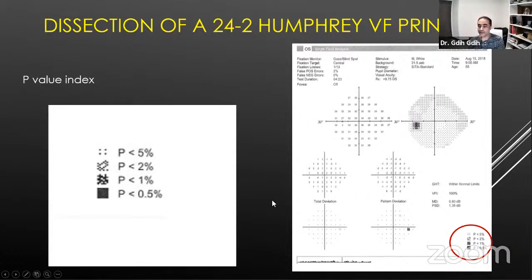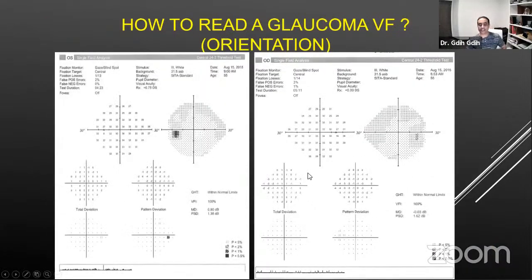Okay, now we're good with every single section of the visual field. We're going to move to orientation. How do you orient a visual field before you read it? You want to bring the right eye in front of your right eye, the examiner, and the left eye in front of your left eye to examine, and you read it as is.